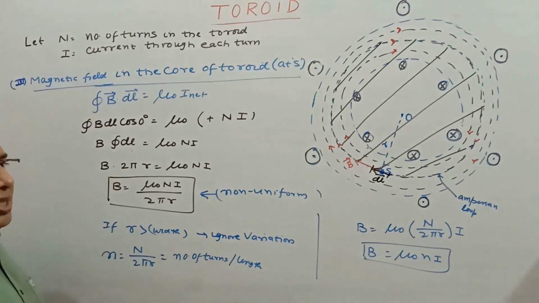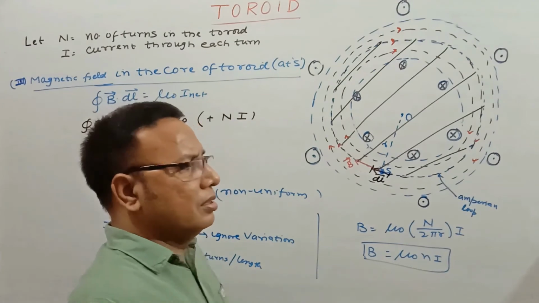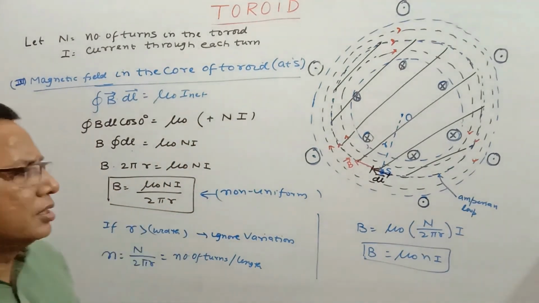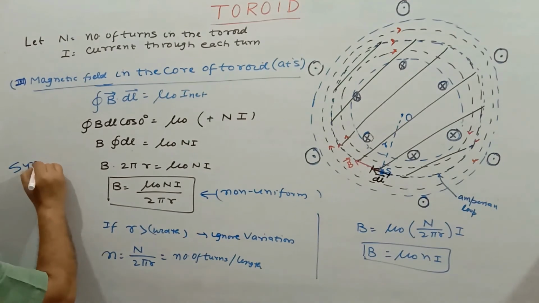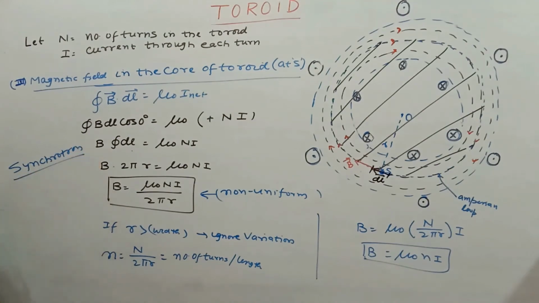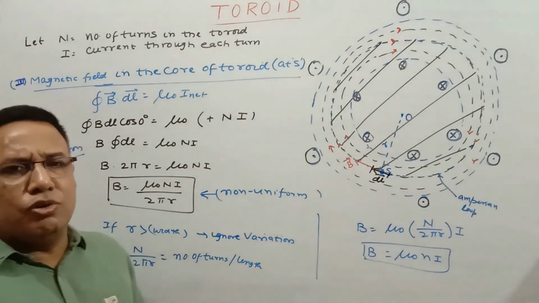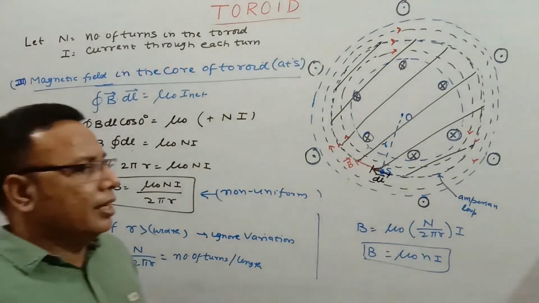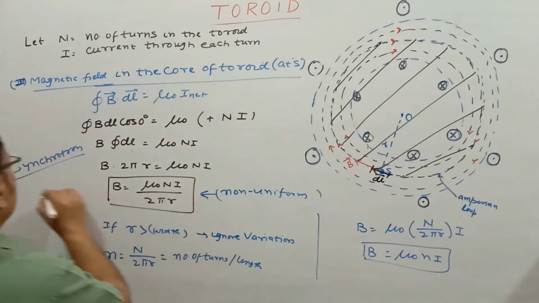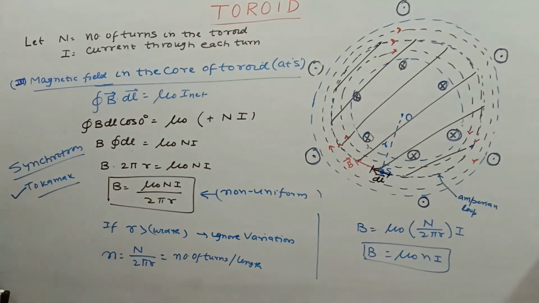Now, what are the uses of this particular toroid? It is used in the synchrotron. The synchrotron is an advanced form of the cyclotron. A combination of a straight solenoid and a toroid is used to generate a high value of magnetic field. The second use is in the tokamak. A tokamak is a toroidal apparatus used for plasma confinement in a fusion power reactor.